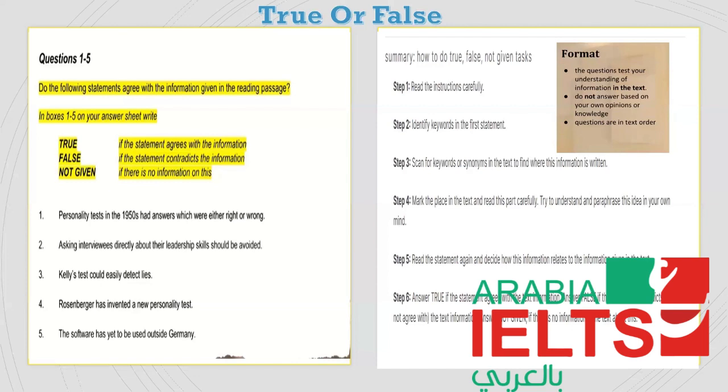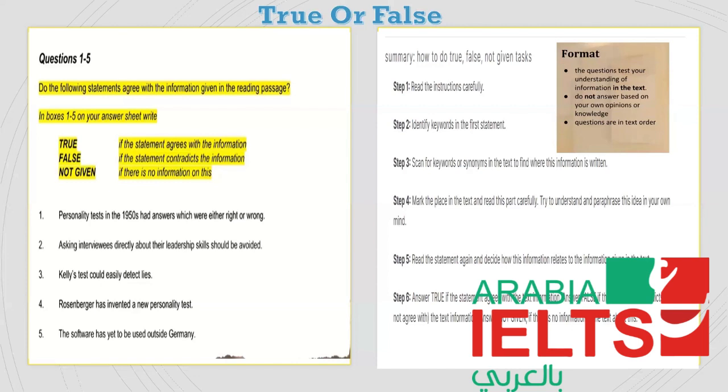So answers are in the same order. Yes, no, not given questions are very different. True, false, not given, we're dealing with facts again. So we have to look for facts.